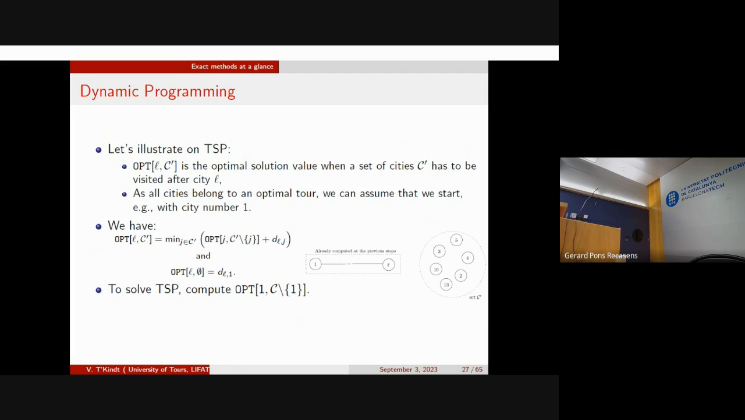And to solve the TSP, you just have to compute that, which implies computation of all the other intermediate values of opt. And if you solve that, then the time complexity is equal to the number of states. That's 2 to the power of n. That's a simple version to get to do.